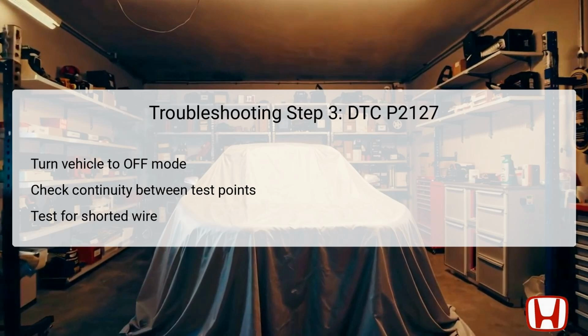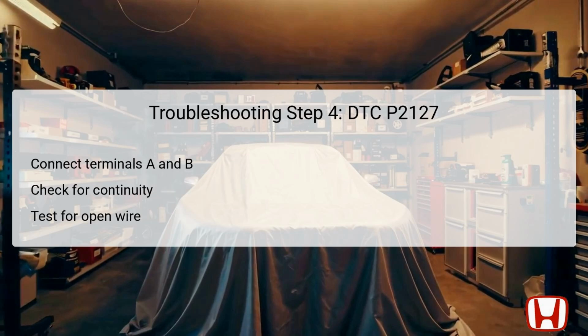If there is no continuity, make notes and move to the next troubleshooting step. For the fourth step in troubleshooting DTC P2127, reconnect the terminals by using a jumper wire to connect terminals A and B at the APP sensor connector number 3 and the body ground, respectively.